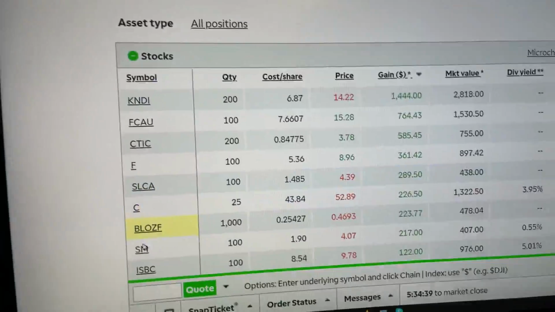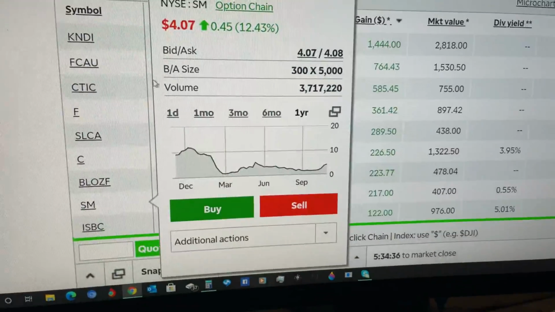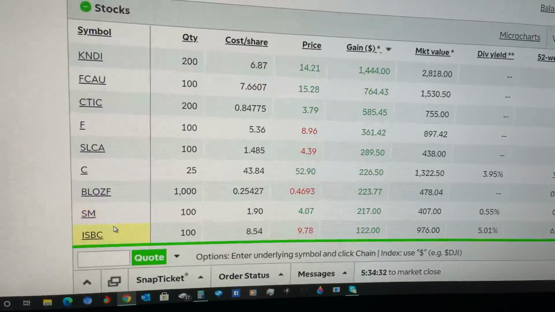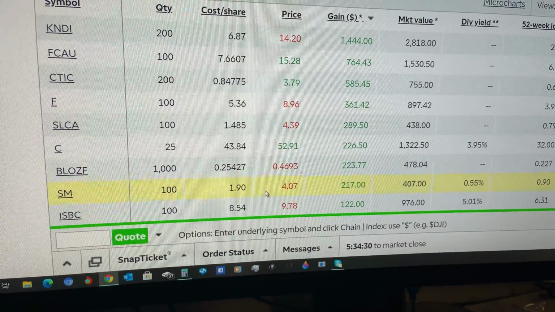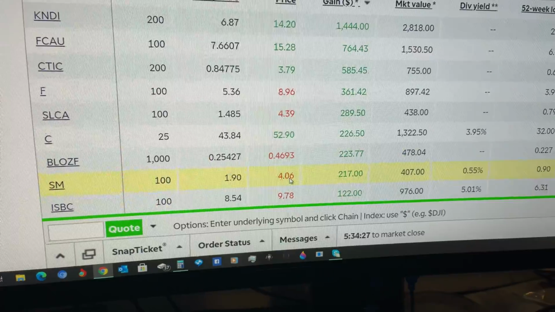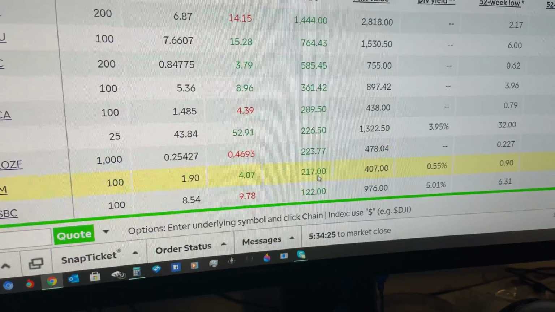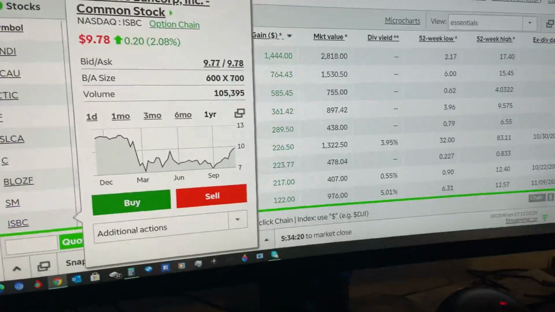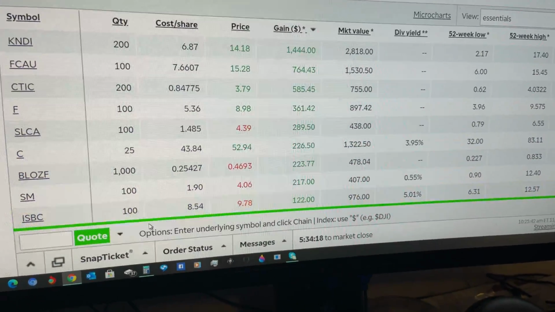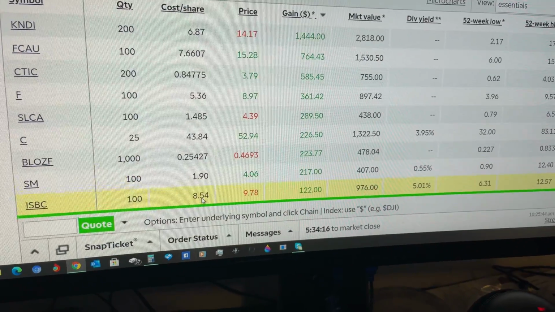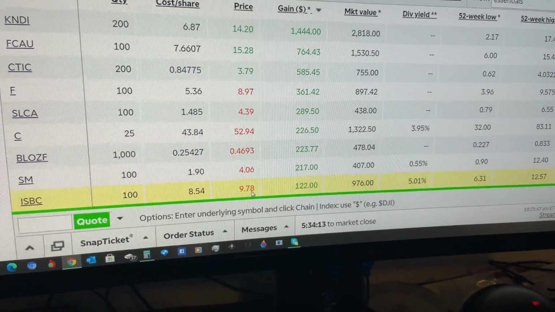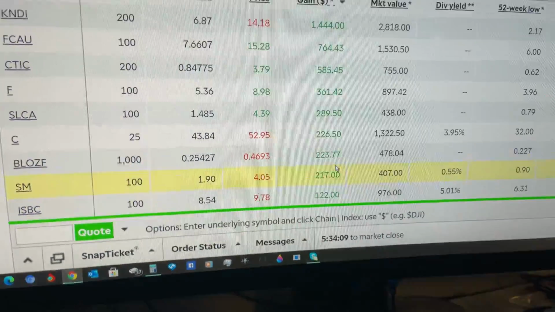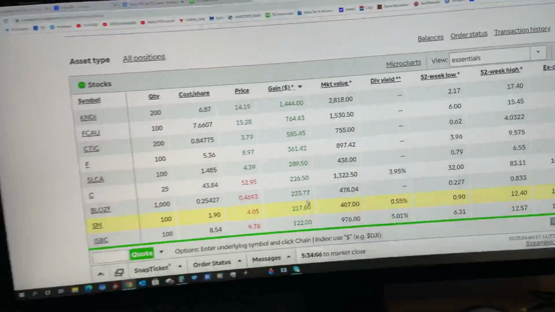SM, who are they again? SM is energy, they're an oil company. I bought SM 100 shares at $1.90. It's up to $4.06, so my profit is $217. ISBC, that's my investors bank. I bought in 100 shares at $8.54 per share. It is up to $9.78, so I have gained $122. This should make perfect sense to you by now. That's why I'm explaining it.